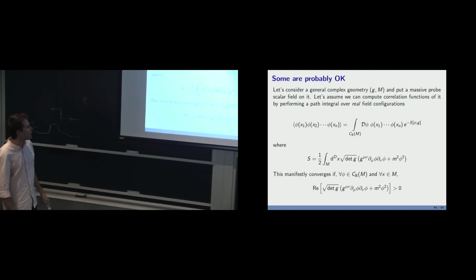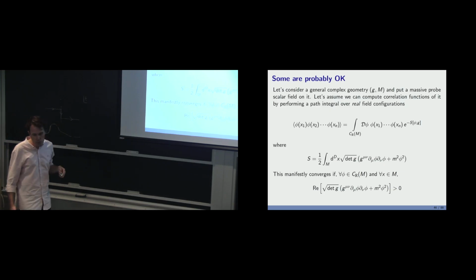Okay, but on the other hand, some saddles are probably okay. And this is speculative, but it's a proposal for some saddles that could be okay. How to determine them is to consider some general complex geometry. So it's a real manifold with a complex valued metric on it. And the proposal is, in the first instance, put a massive probe scalar on it. No back reaction, but we put the scalar on.